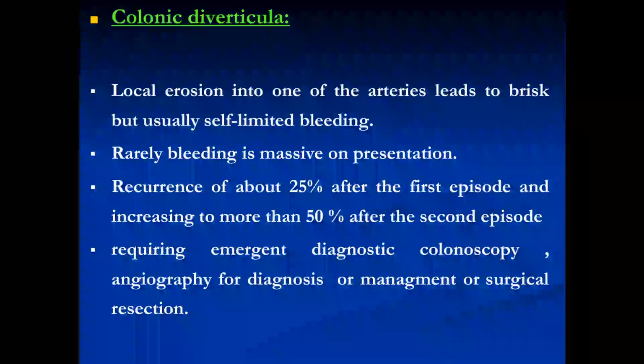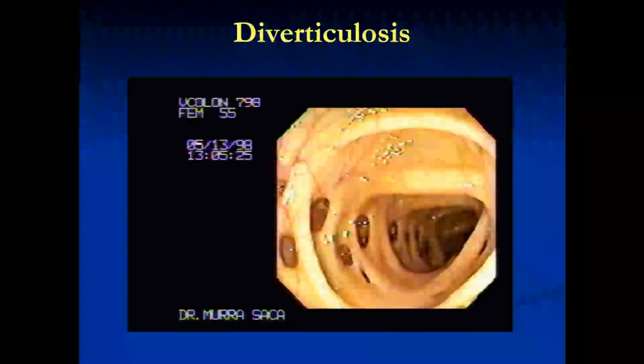Colonic diverticula. Local erosion into one of the arteries leads to brisk but usually self-limiting bleeding. Rarely bleeding is massive on presentation. Recurrence is seen in about 25% after the initial episode, increasing to more than 50% in the second or third episode, requiring emergent diagnostic colonoscopy, angiography, or surgical management. The picture of diverticular disease.